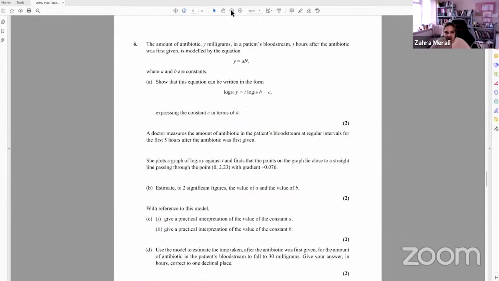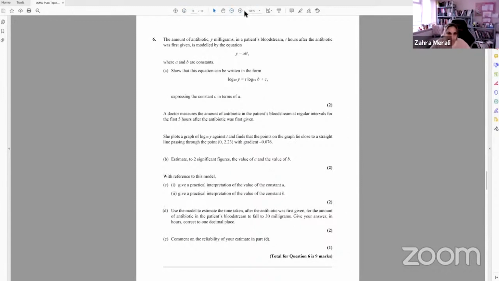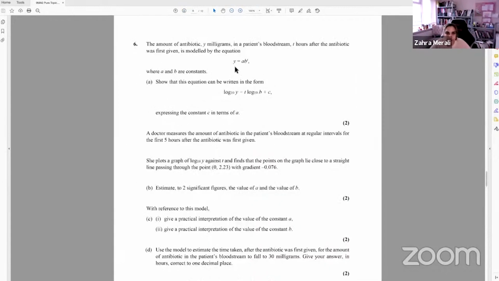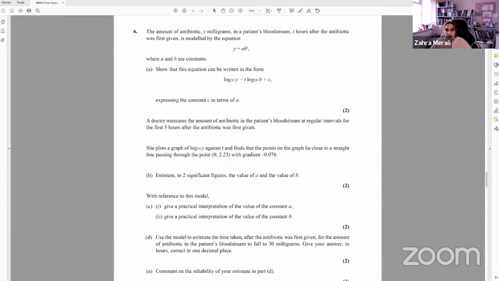Right, question 6. Okay. Right, the amount of antibiotic placed in a bloodstream is modeled by the equation. Show that the equation can be written.